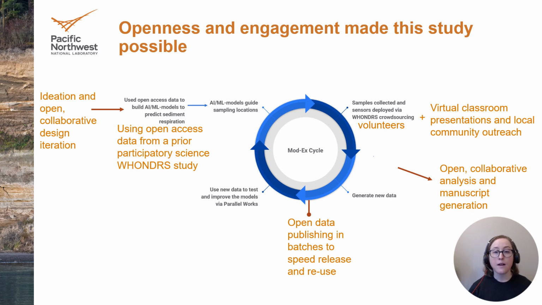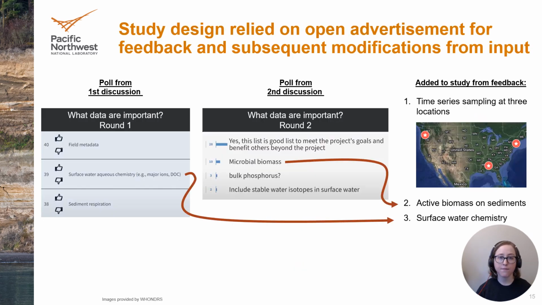After the initial study ideation, we went through open collaborative design iteration. The initial models were built using open access data from a prior participatory WHONDRS study that used similar engagement approaches. The sample collection and sensor deployment were done by volunteers across the country, and we worked with them to identify their needs and to meet those through student engagement, early data publishing, and technical scientific engagement. I'll dive a bit deeper now into how these engagement opportunities worked.